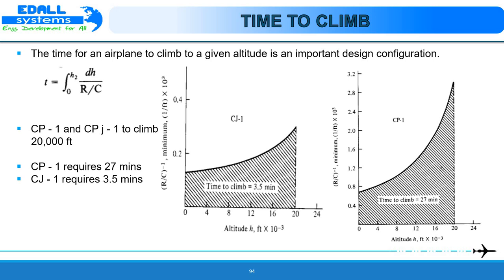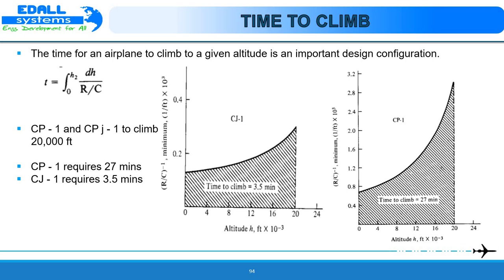The time to climb from one altitude h1 to another altitude h2 is obtained by integrating this. So t equals the integral from h1 to h2 of dh by R by C. Normally, rate of climb is considered from sea level, where h1 equals 0. Hence, the time to climb to any given altitude h2 is t equals the integral from 0 to h2 of dh by R by C. To calculate t graphically, we have to plot R by C inverse versus h. The area under the curve from h equals 0 to h equals h2 is the time to climb to altitude h2.